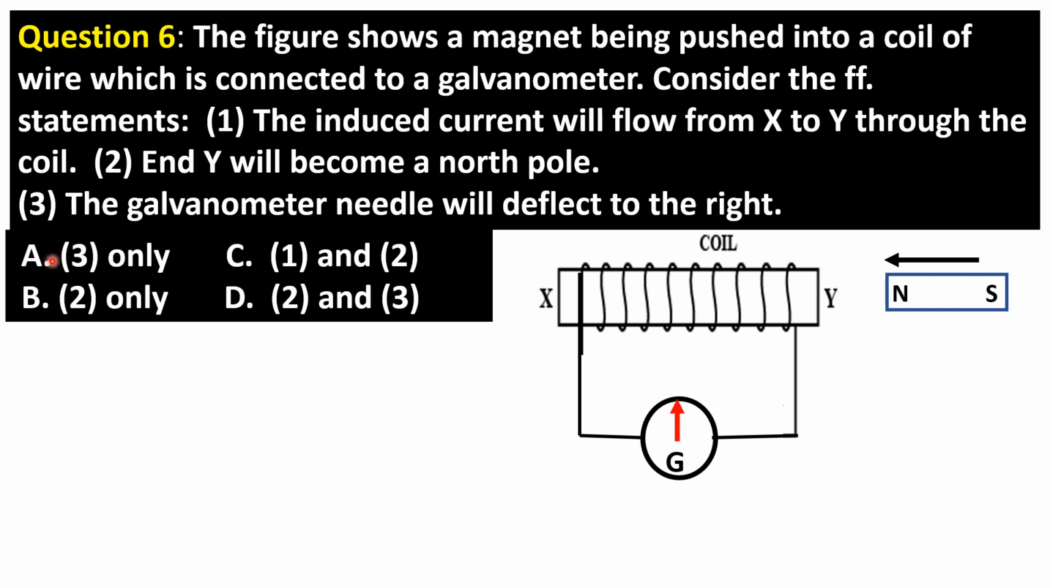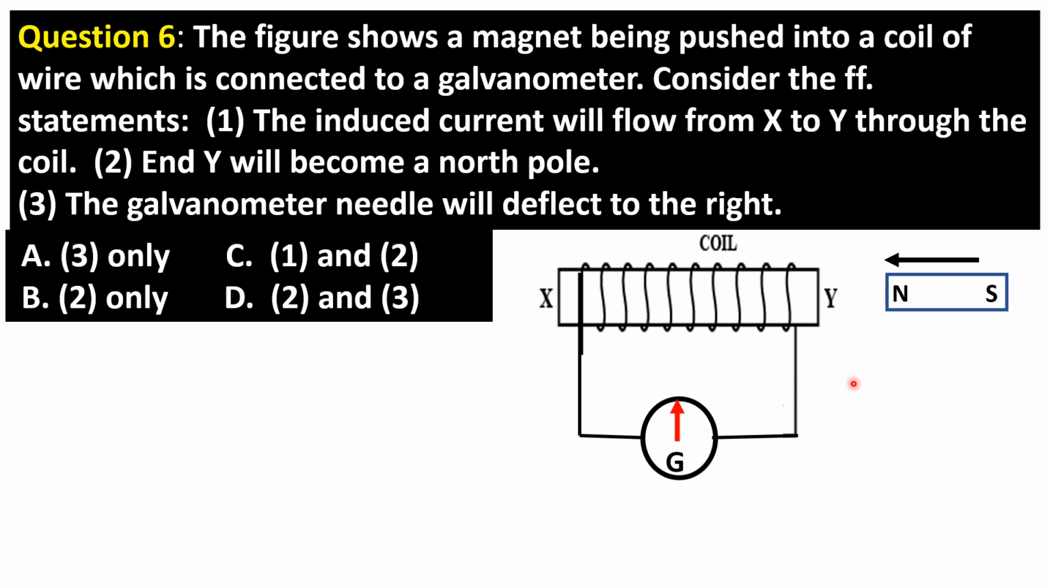For letter A, only statement 3 is correct. For letter B, only statement number 2. For letter C, both statements 1 and 2 are correct. And choice letter D, statements 2 and 3 are correct. This is an example of a situation where we have a phenomenon known as electromagnetic induction, from the word induce. The current in the coil is only an induced current.